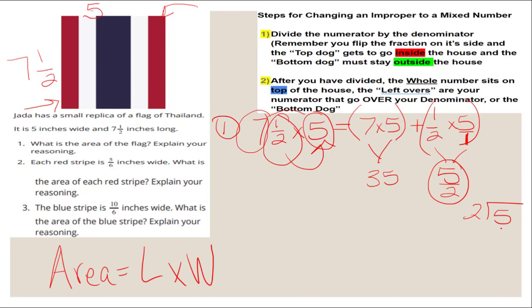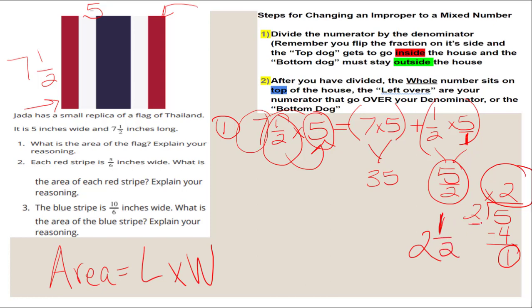Okay, first step: goes into. How many times can 2 go into 5? Well, it can go 2 times. Multiply. 2 times 2 is 4. Subtract. 5 minus 4 is 1. Bring down. There's nothing to bring down. So our new mixed number is: the whole number sits on top of the house, so we have 2. Leftovers go over my denominator, which is the bottom dog.